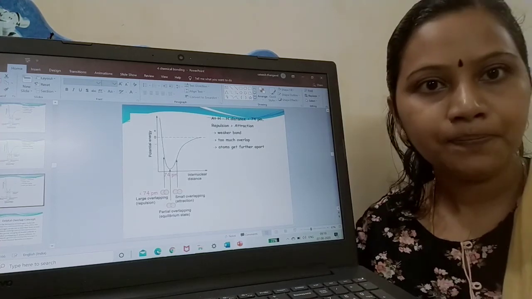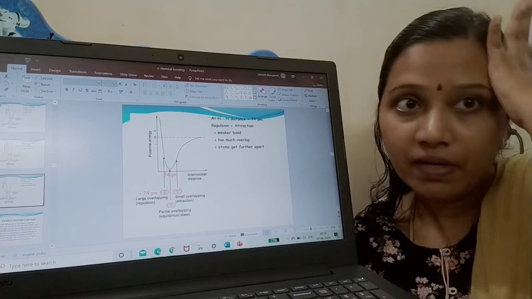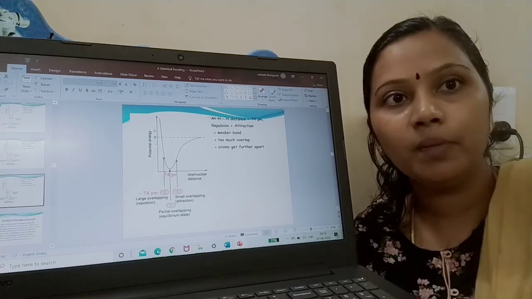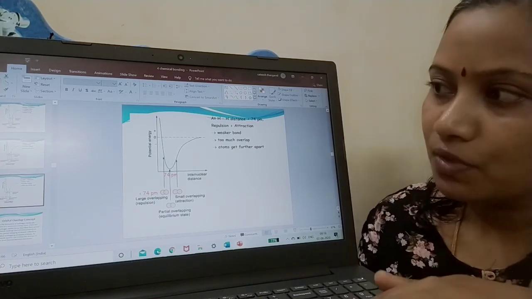Up to this clear? So we have seen three cases: when the H-H bond distance is equal to 74 picometer, when it is less than 74 picometer, and when it is greater than 74 picometer. These are the cases which we have seen.